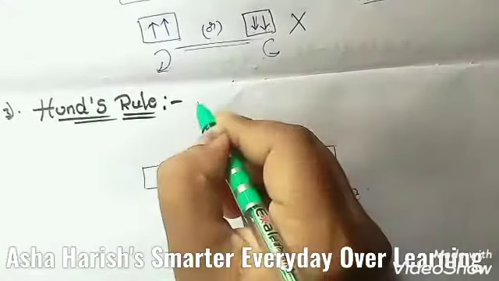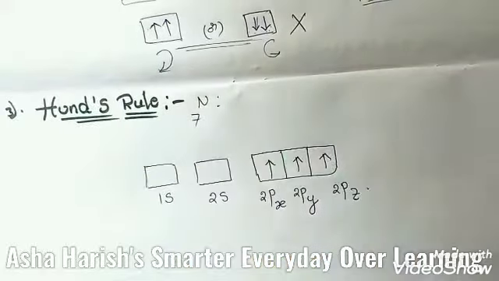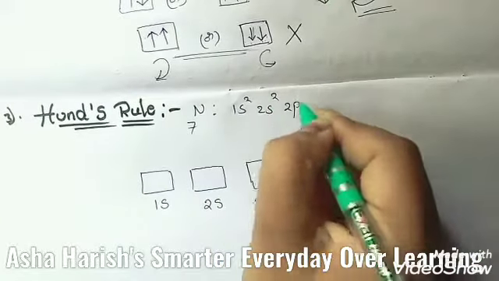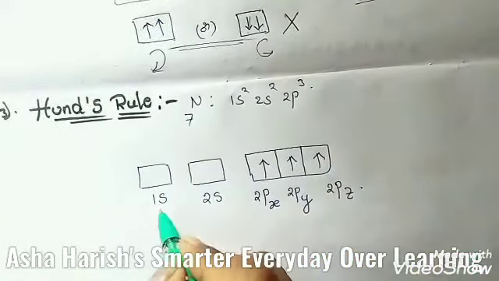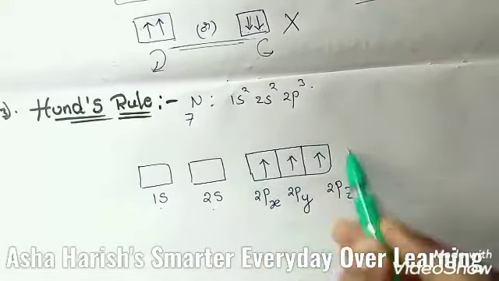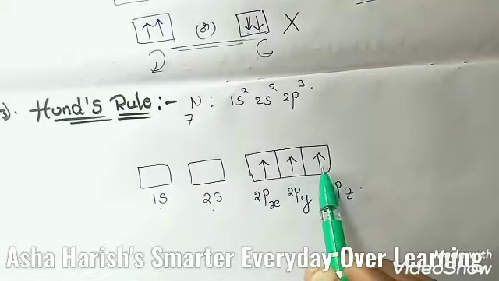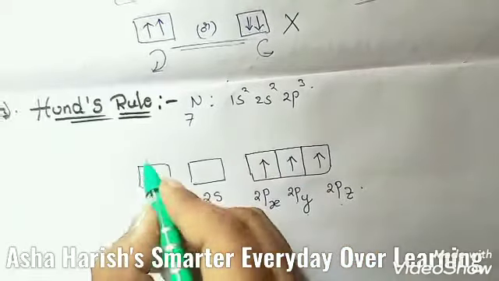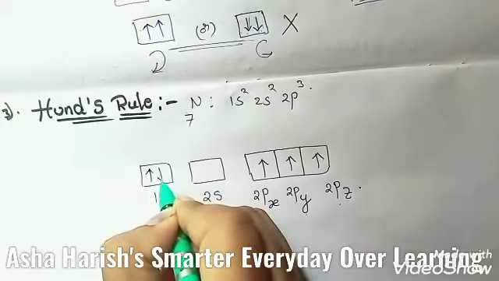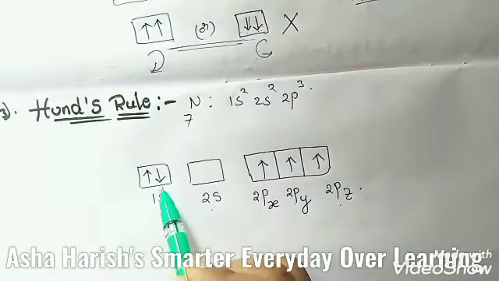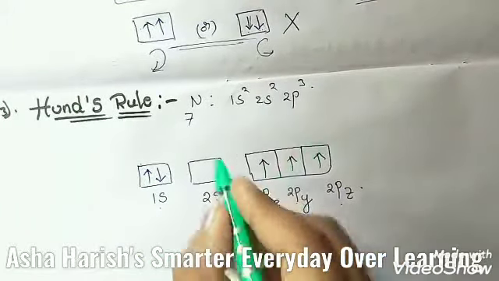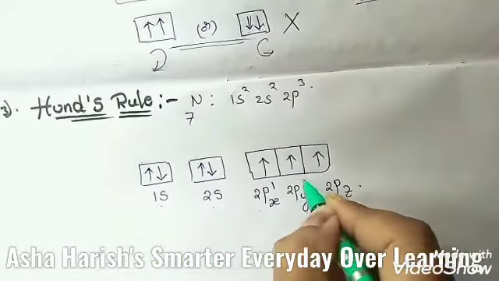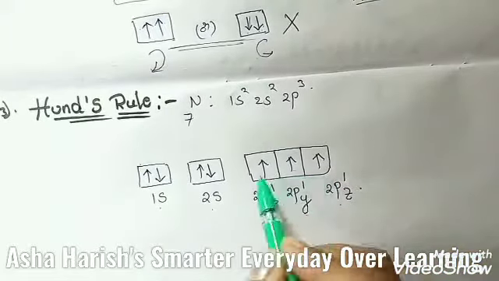If you take the example of nitrogen, students, the atomic number is 7. The electronic configuration is 1s2, 2s2 and 2p3. See students, this is the 1s orbital, the 2s orbital, and the 2p orbitals. These are the degenerate orbitals, that is 2px, 2py and 2pz. 1s2 means 2 electrons must be here, one in the upward direction, the second in the downward direction. 2s2, again like this only, then 2px1, 2py1, 2pz1. These are the 3 single electrons.